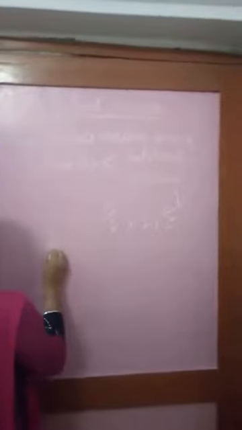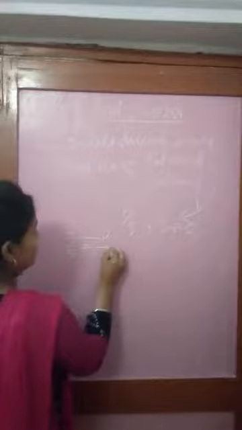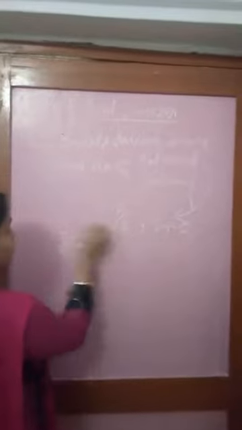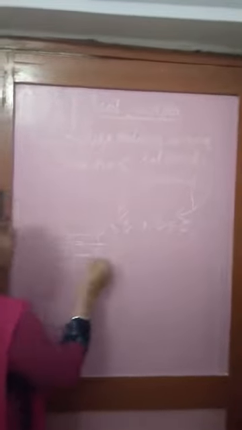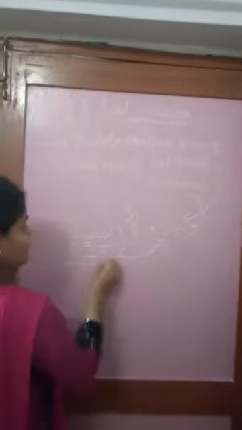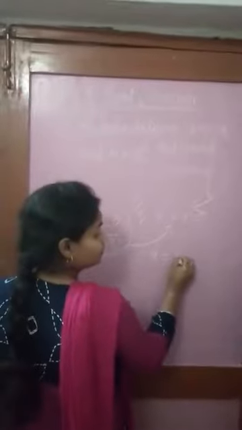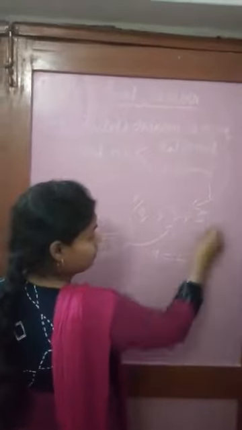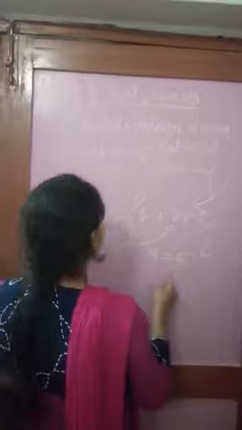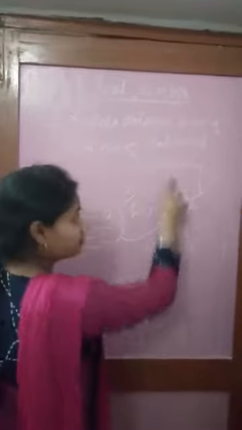Just like 3 by 5, where p is equal to 3 and q is equal to 5. So it is fulfilling this condition, so it is a rational number. And how is it fulfilling this condition? q is not equal to 0. Here q is equal to 5. And this is a rational number.